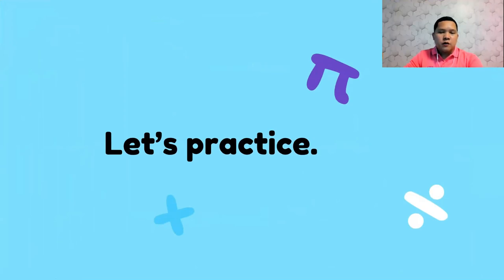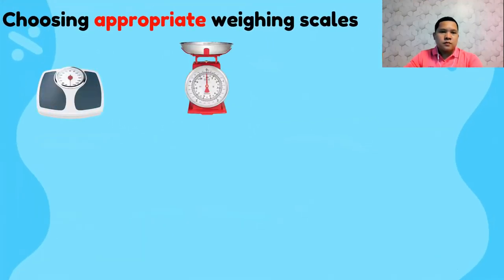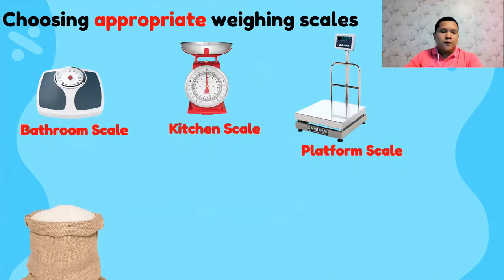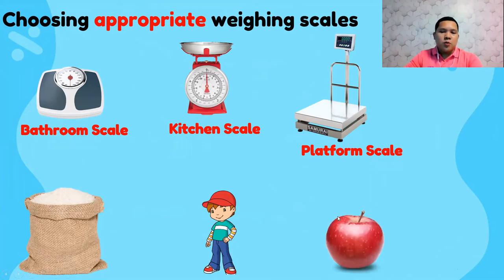Let's see if you know the weighing scales. Practice time. What do you think we're going to use for this one? How about this little boy? And how about this apple? For this stack of rice, you're going to use a platform scale. You cannot use a bathroom scale for this. Maybe you can use a kitchen scale, but you need to divide it into many parts or pack it. So the best answer is the platform scale.